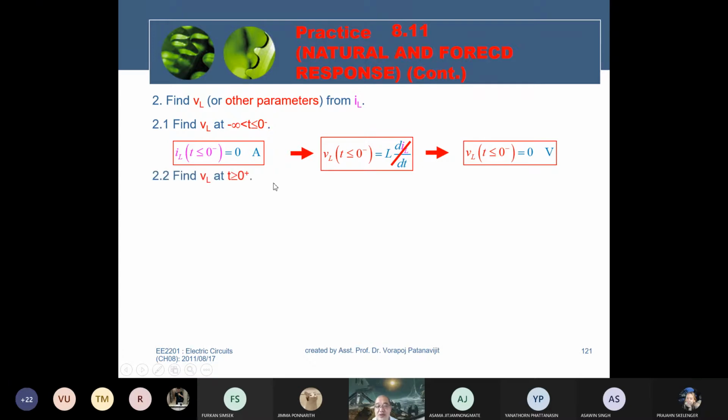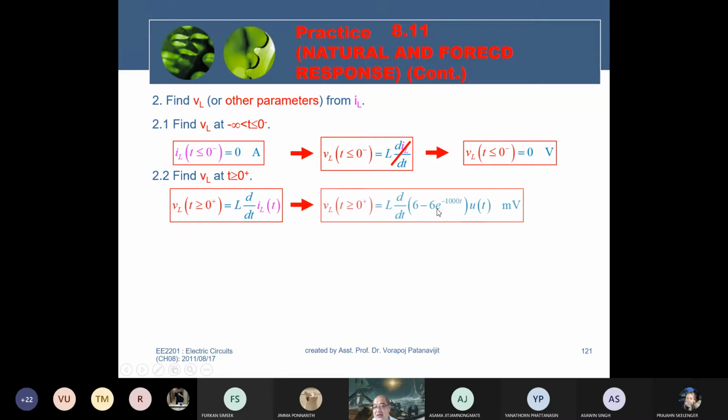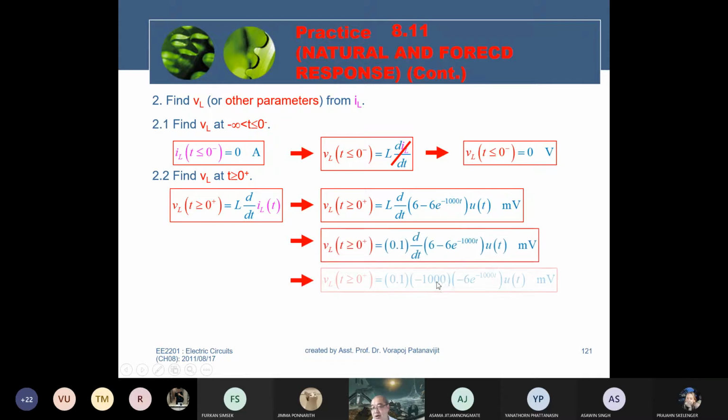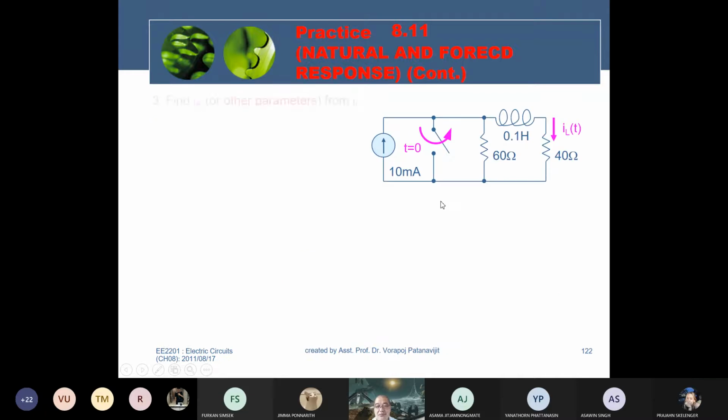For time greater than 0, the inductor current equals 6 minus 6e to the minus 1000 t. Take the derivative of it. The derivative of the first term is zero, since it is a constant. Take the derivative of the second term. The derivative of e to the at gives a times e to the at, where a in this case equals minus 1000. You get the inductor's voltage as 0.6 e to the minus 1000 t.